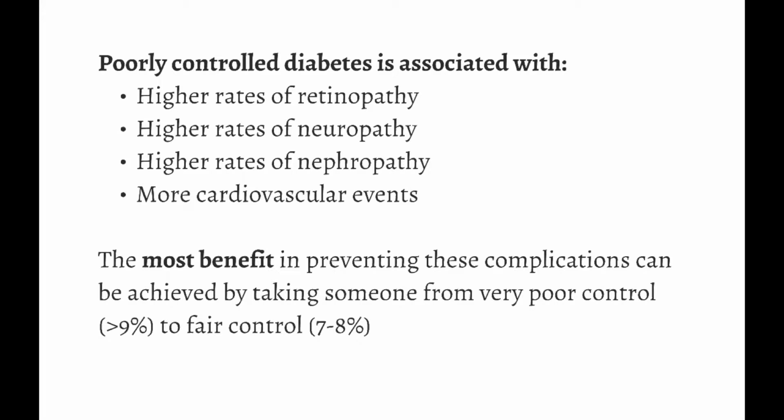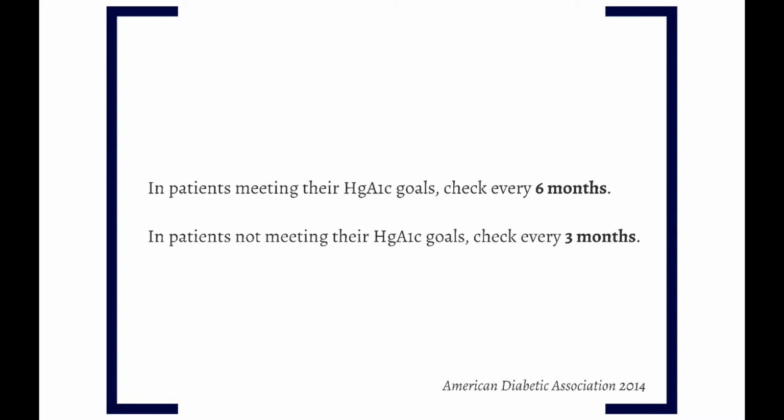How often do you check the hemoglobin A1C in your patients with diabetes? The correct answer is D. According to the American Diabetic Association, in patients who are meeting their A1C goals, we should check their A1C every 6 months. If they are not meeting their goals, we should check every 3 months.